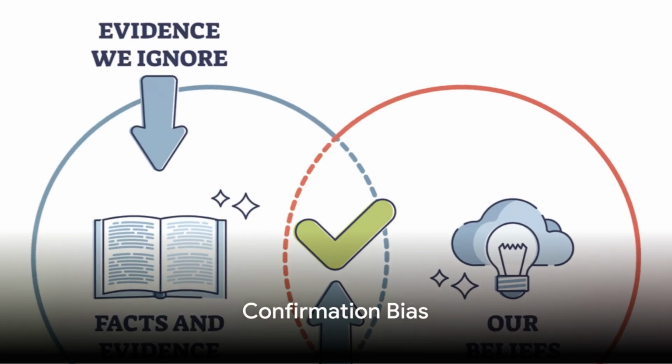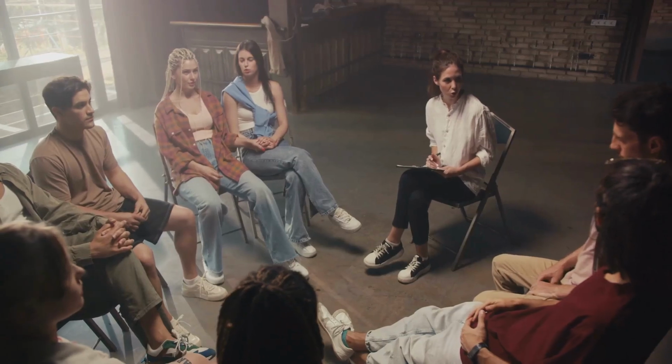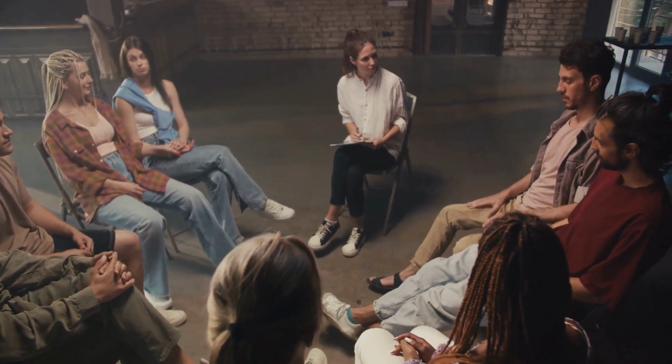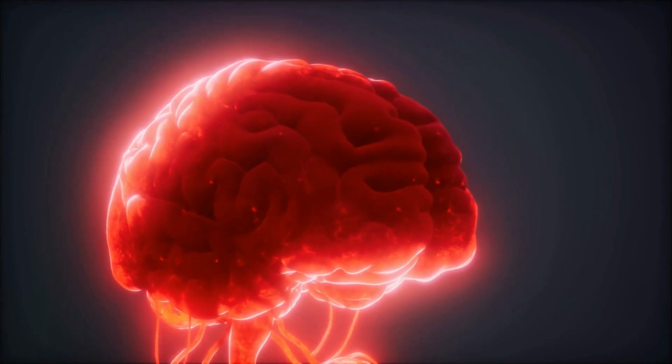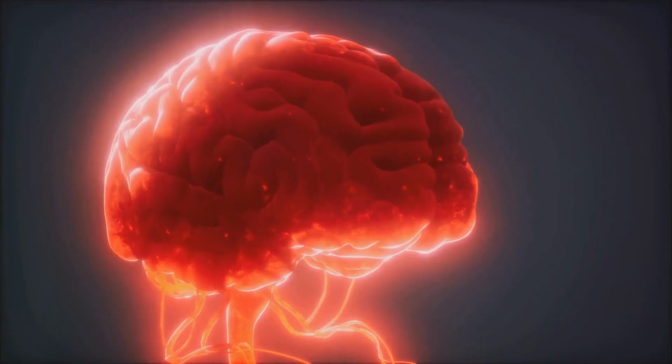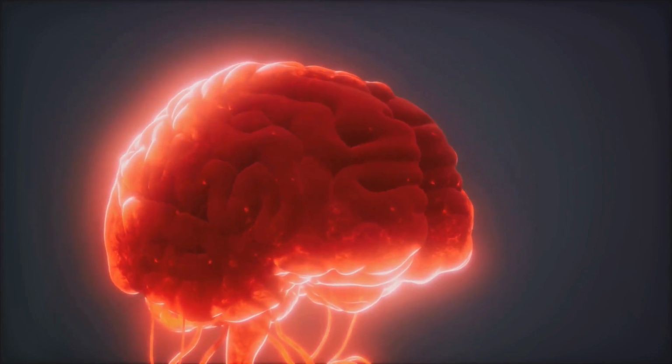First up, we have confirmation bias. Picture this. You're convinced that a particular diet plan is the best way to lose weight. You find yourself only reading articles supporting this belief and ignoring or dismissing any information contradicting it. What you're experiencing is confirmation bias, a mental shortcut where we seek out and pay attention to information that supports our pre-existing beliefs, while ignoring evidence to the contrary.